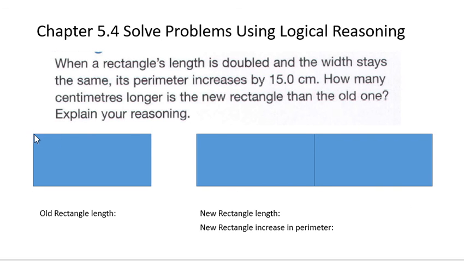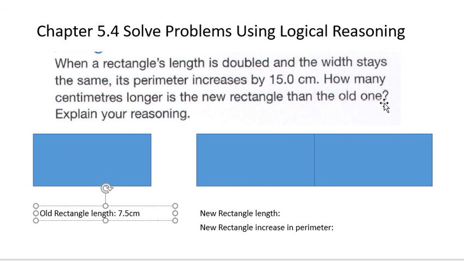So let's go back here. Our old length happens to be the exact same as this length, because we doubled it. We doubled this right here. So this length is the same as this length, and it's the same as this length. So the old length is 7.5 centimeters. And once we have our 7.5 centimeters right here, we know that this is 7.5 centimeters.